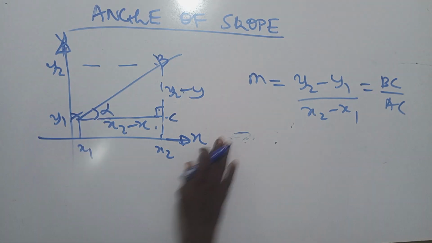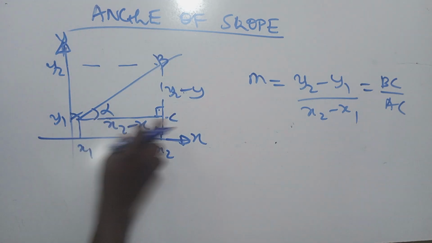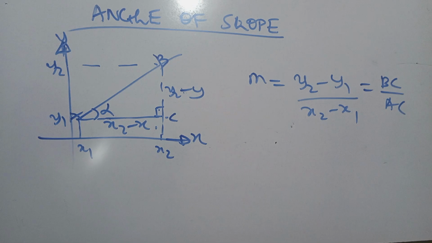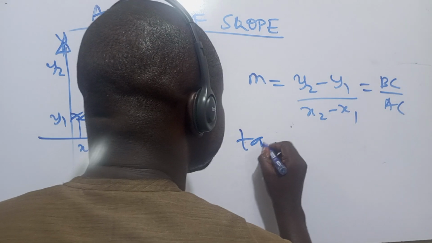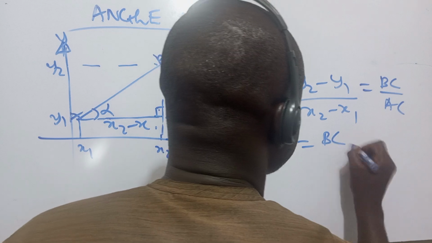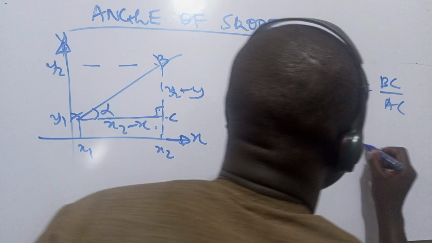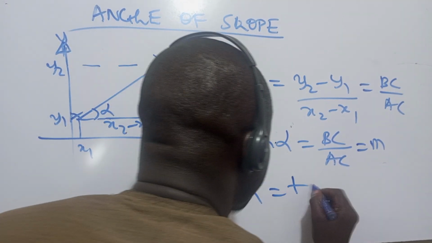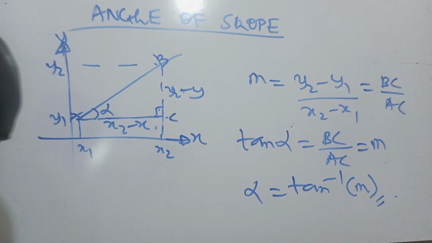So how do we now find the angle of slope? Of course, BC is the opposite of this angle, while AC is the adjacent. Then AB is the hypotenuse. So in this case, to find the angle of slope, alpha, tan alpha will be BC all over AC, and that is the same thing as m. So the angle of slope will now be arctan of the slope.